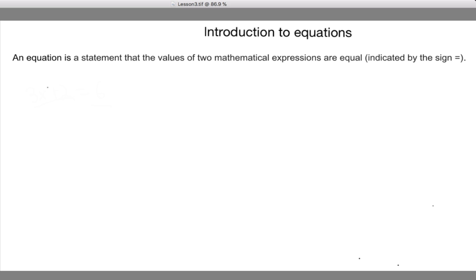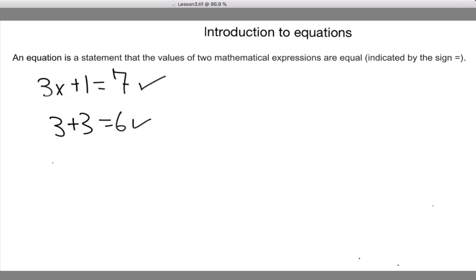I'm going to give you guys a few examples of equations. Suppose we're given 3x + 1 = 7. In this equation, we have two things that are equal to each other, connected by an equal sign, which makes it an equation. Now we have 3 + 3 = 6. This is also an equation because we have two different sides that are equal to each other, just like last time.